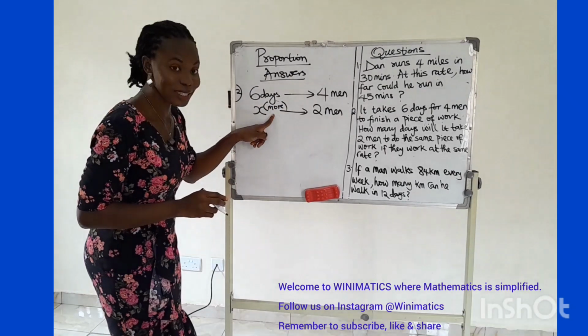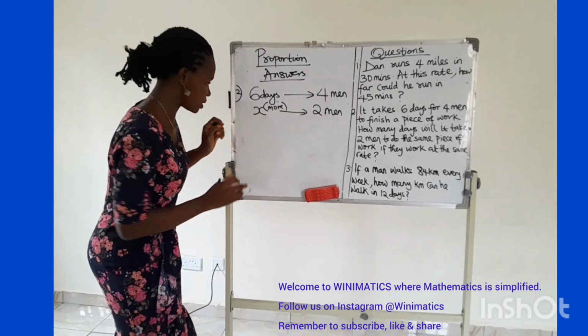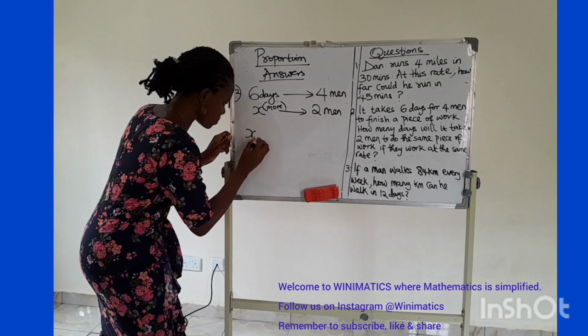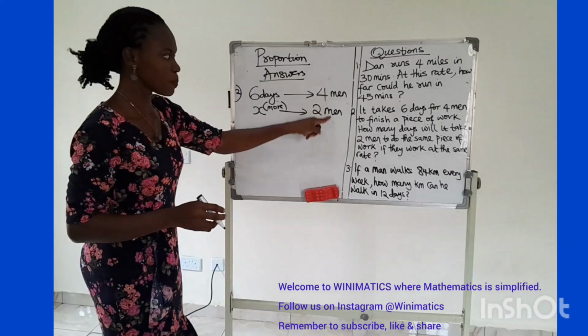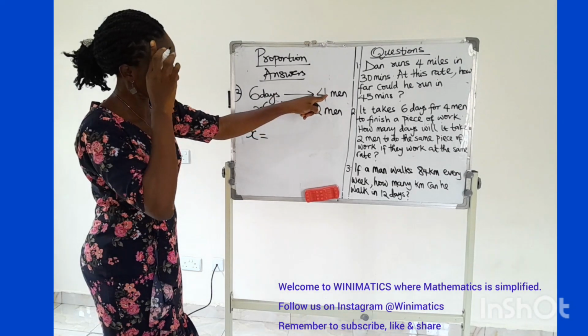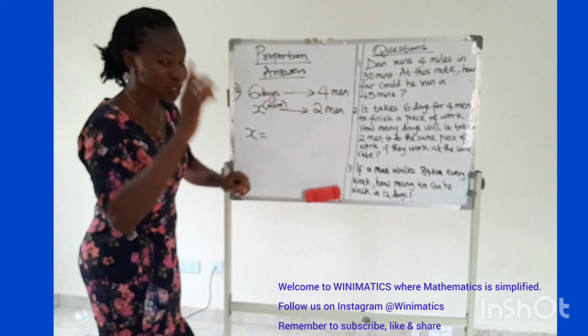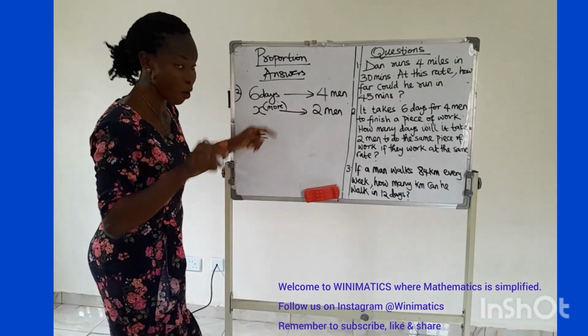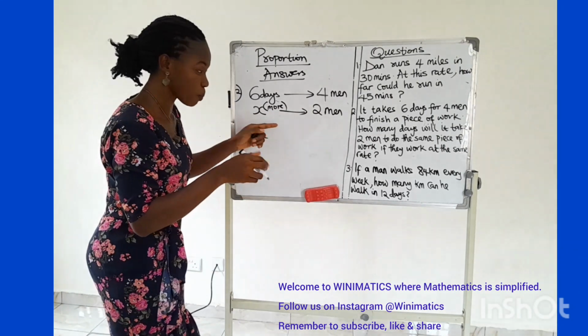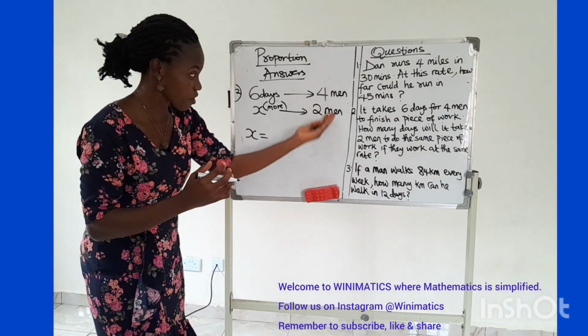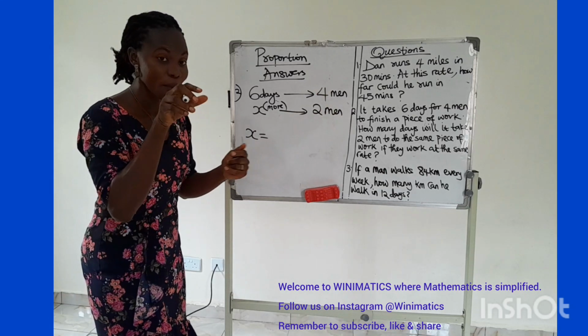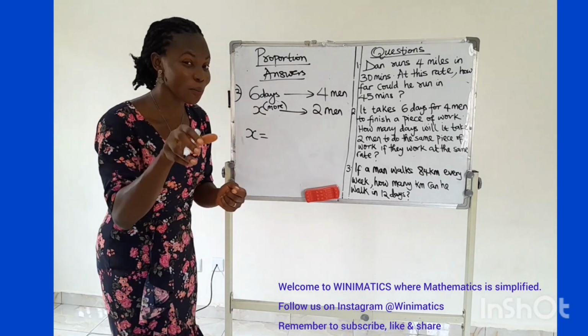Now, since it's going to be more days, your x will be equal to: go to the place where you have the numbers up and down, and put the big number on top because it's more. We want to form a fraction with these two numbers, but the way we're going to arrange this is that the big number will be on top.